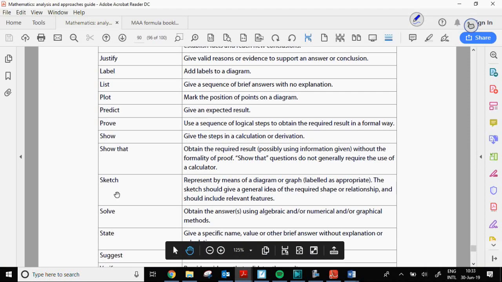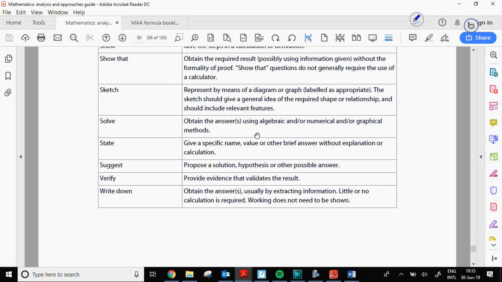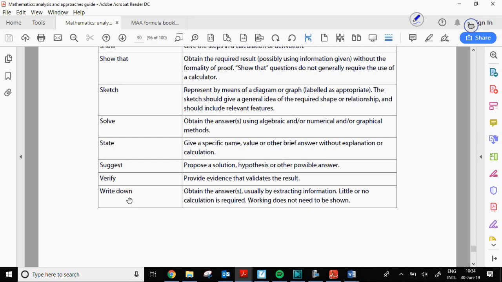We've already discussed sketch. Solve. This is another one where we're going to have to show some work. Could be algebraic, numerical, or graphical. Again, solve is very similar to a find or to a calculate. State. State does not require any work. So state just says write down the answer. And actually, I've just said one that I'm about to mention, which is write down. State and write down, I don't really know what the difference is, but really don't need to show any work for either of them.